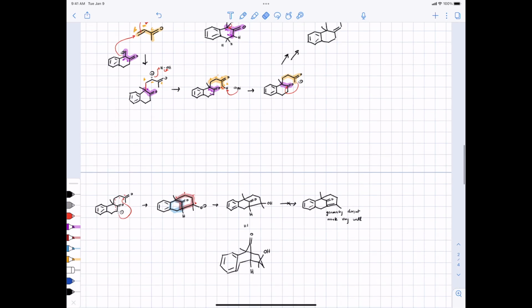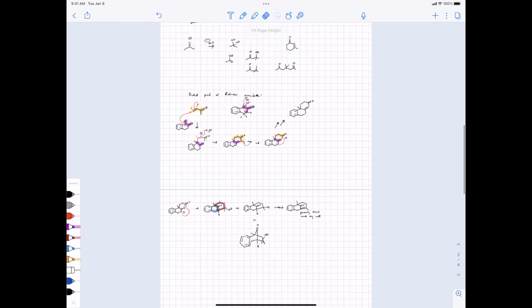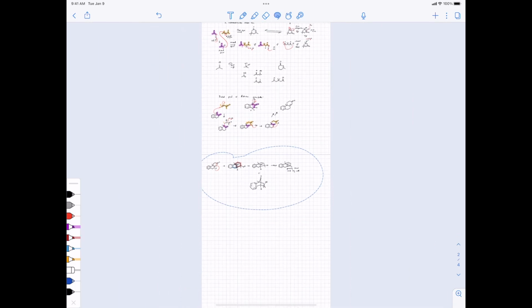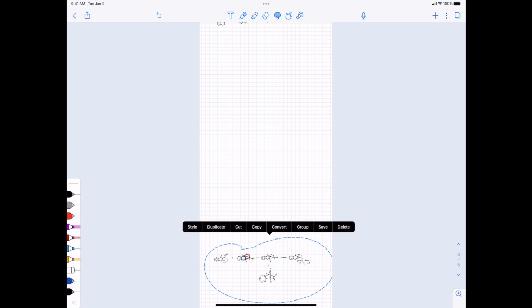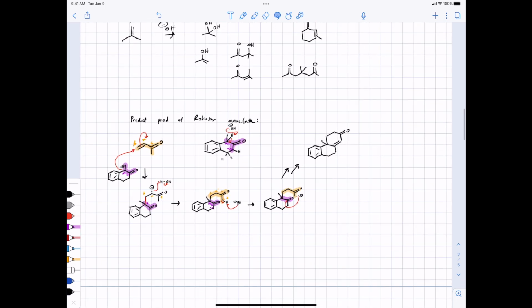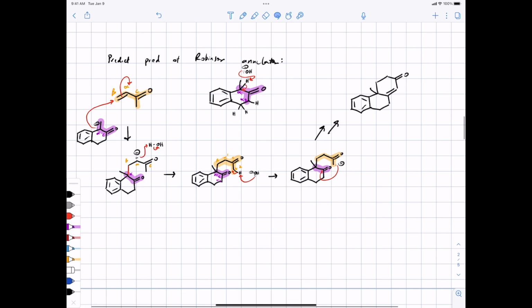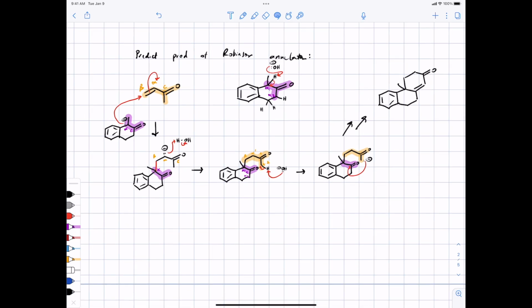In any case, the answer for most of your what if and why doesn't questions about the Robinson annulation is that the alternatives don't lead to more stable products. All right? So feel free to jettison and forget all of that. I'm going to put that somewhere where we don't have to look at it anymore. Any follow-up questions on the mechanism for the Robinson annulation?